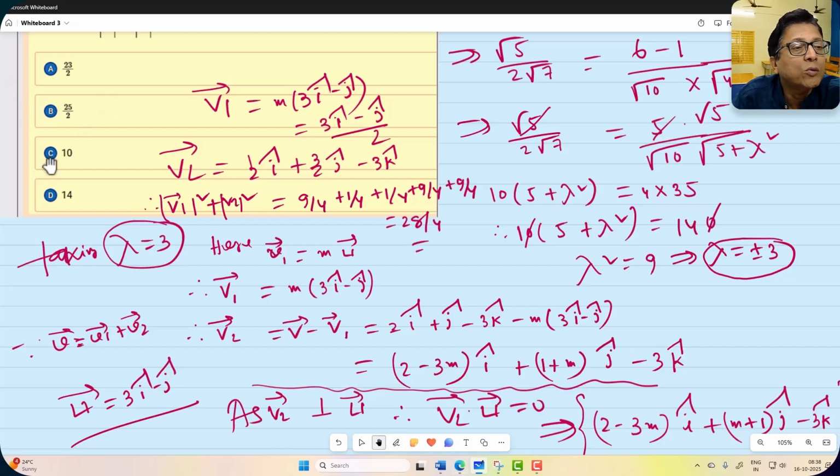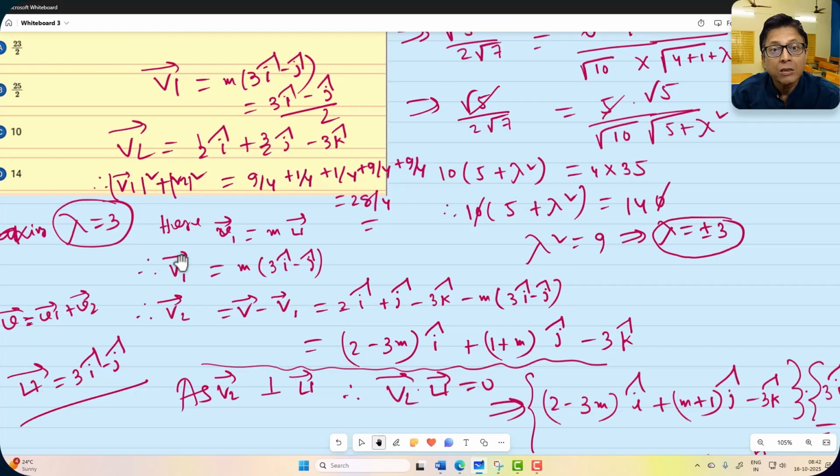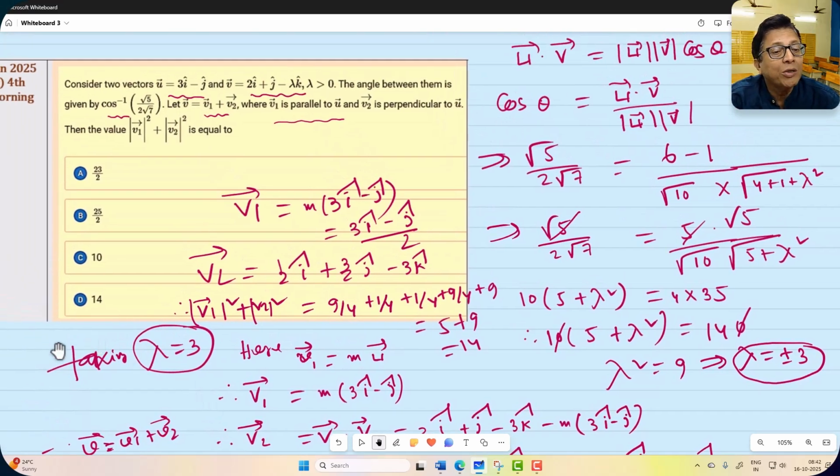Just a minute, this is not equal to 9 by 4. See, V2 square, it will be 9 only. Okay, so this is going to be 18, 20 by 4, 5 plus 9, that is 14. Okay, so which option is going to be correct?